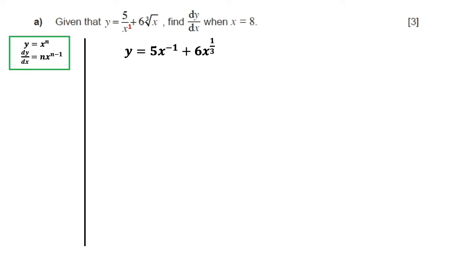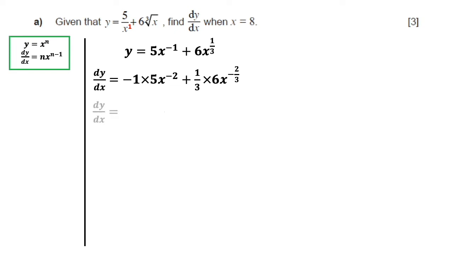So back to the question, if I want to work out dy by dx, the differentiation of y with respect to x, the first term, we're going to bring the minus 1 to the front, so it's going to be multiplied by minus 5, and we're going to decrease the power by 1, so it becomes minus 2. The second term, the power comes to the front, so a third multiplied by the 6, and if we decrease the power by 1, a third minus 1 is minus 2/3.